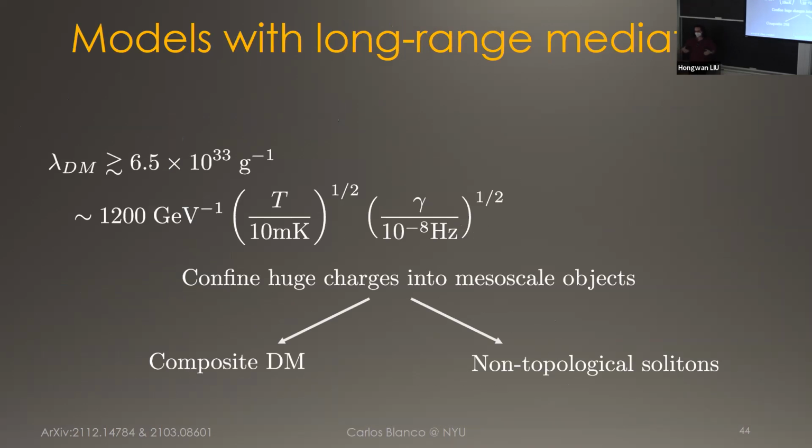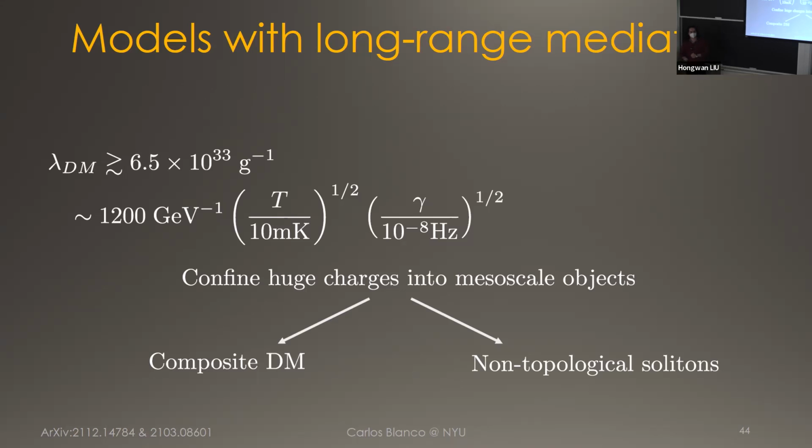But right now, we're just interested in building models that can be viable here. And the problem boils down to confining huge charges to very small volumes. The more we thought about it, the more we realized there's really just two classes of models that fit the description. One, a composite dark matter model, because just having one big particle with a huge charge is not natural. If you want your dark matter to be composed of fundamental particles, then you need to make this a composite state.